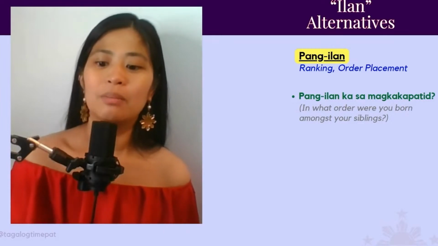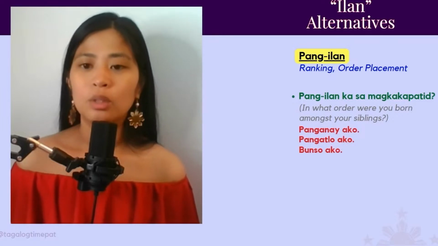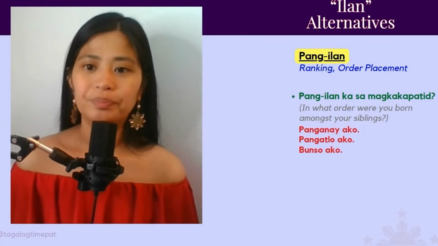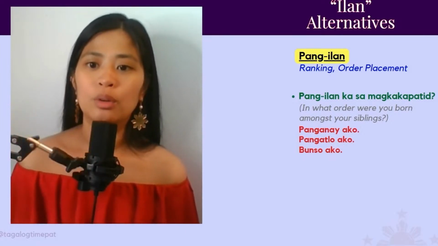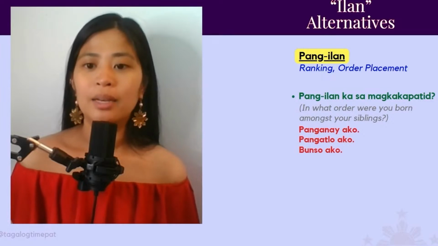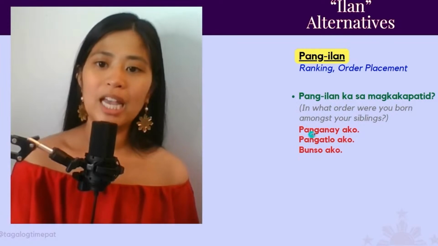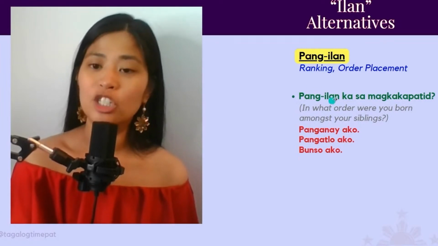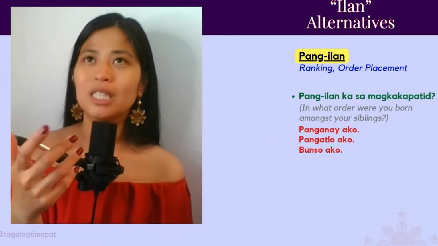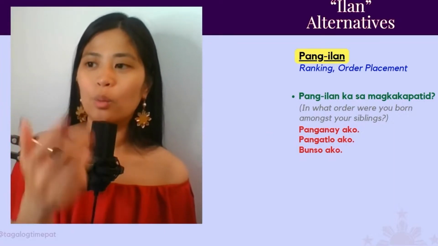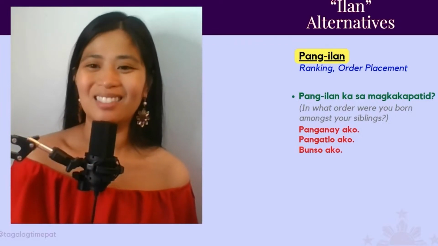Where were you in the order of your siblings? Pang-ilan ka sa magkakapatid? Some responses, panganay ako, I'm the oldest. Panganay ako. Pangatlo ako, I'm the third. Pangatlo ako. Or bunso ako, I am the youngest. Bunso ako. So you'll see the response usually has pang in it because the question has pang. So pang is almost like in which or where. It's just asking about the placement of things.